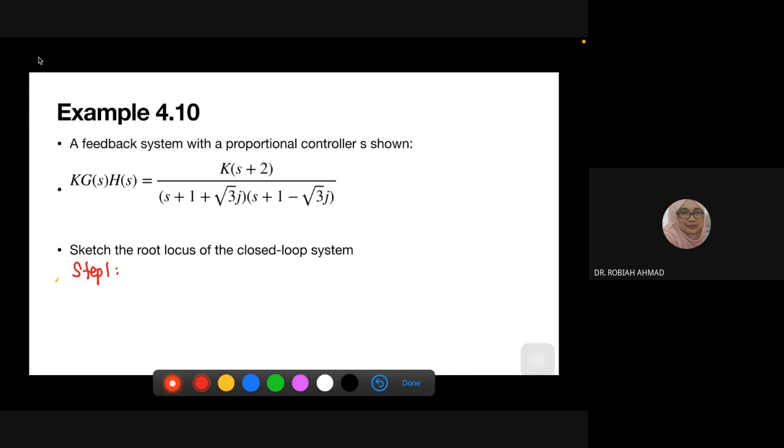So how many poles do we have, class? P1, P2, and then zeros, Z1.